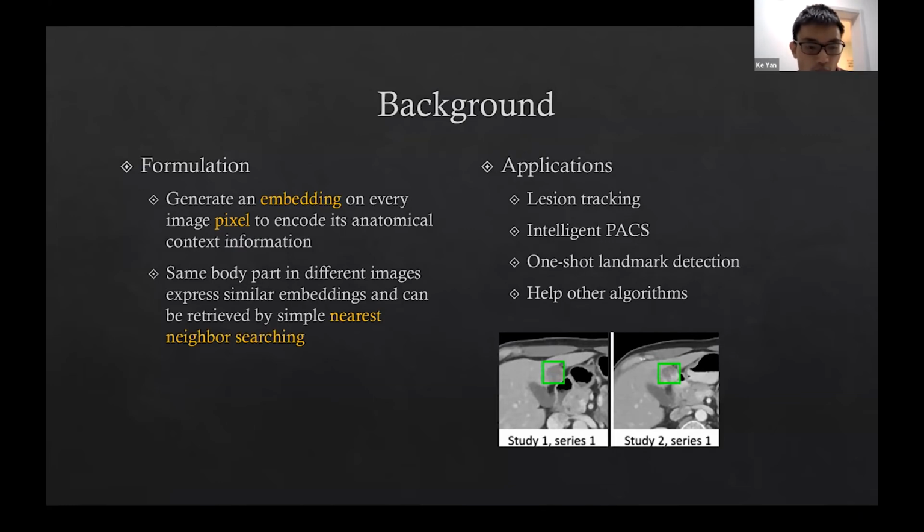So we formalize our task by generating an embedding on every pixel in the image to encode its anatomical context information, so that similar body parts in different images have similar embeddings, and can be retrieved by simple nearest neighbor searching. This algorithm can be applied in many different occasions, such as lesion tracking, intelligent PECs, one-shot landmark detection, and maybe help other algorithms.